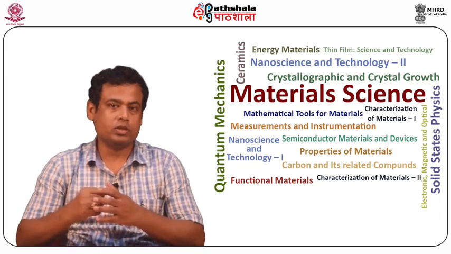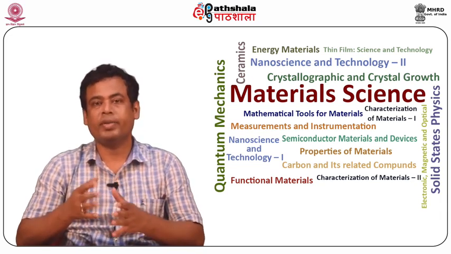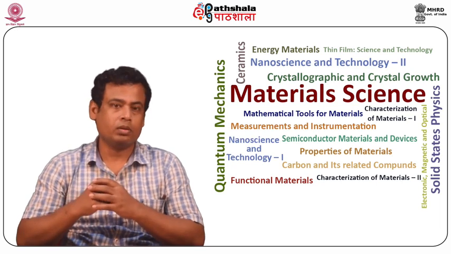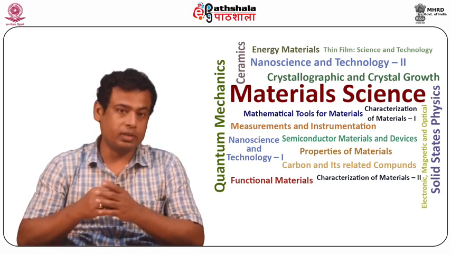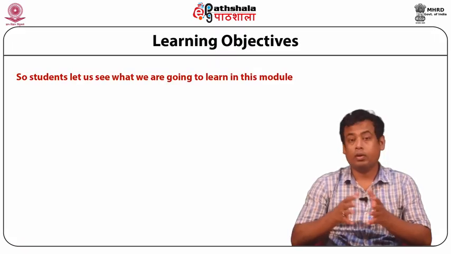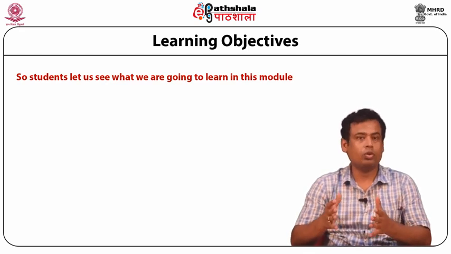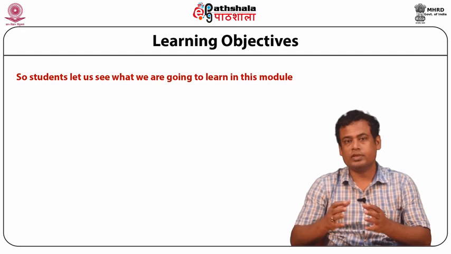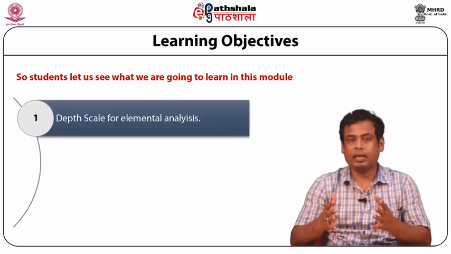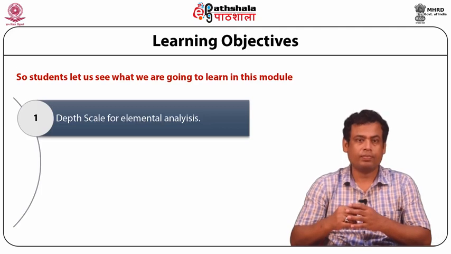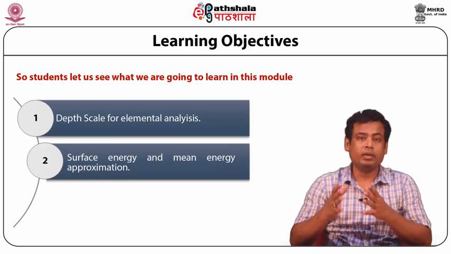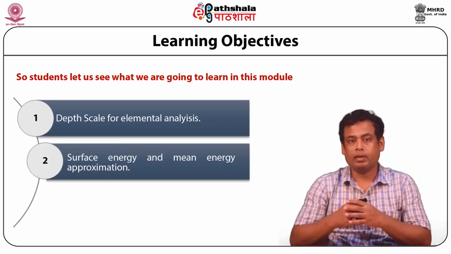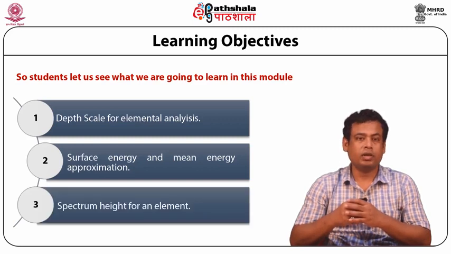Today we are going to discuss the module Rutherford backscattering part 3. It comes from the paper Characterization Techniques for Material 2. From this module, the students may get to know the following. First, we will learn about the depth scale for elemental analysis. Second, we will learn about the surface energy and mean energy approximation. And last, we will study the spectrum height for an element.